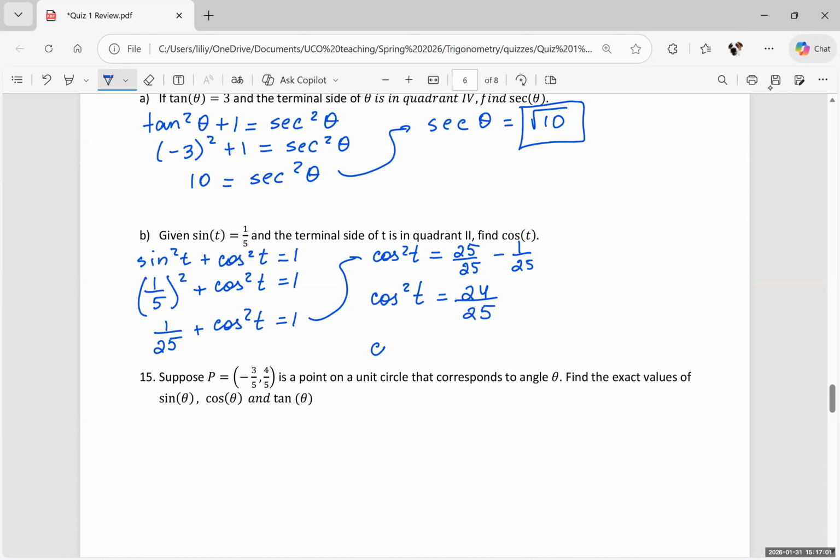You have to take the square root. Square root of 24 over 25. The denominator is a perfect square, so just 5 in the denominator. And then square root of 24. 24 is 4 times 6. Square root of 4 is 2. Square root of 6 stays there. Now, let's check the quadrants. We're in quadrant 2. Cosine is negative in quadrant 2, so make sure to actually add a negative sign before boxing in your final answer.